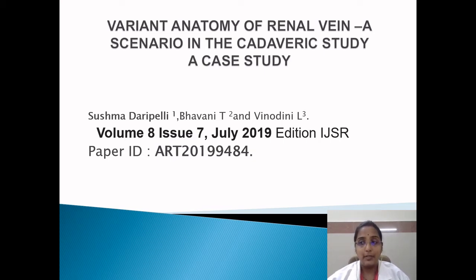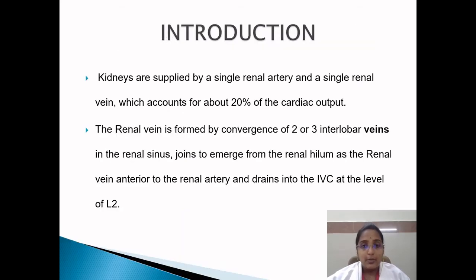I am here before you to present a case study on the variant anatomy of the renal vein, a scenario in the cadaveric study. Coming to the introduction part, kidneys are supplied by the single renal artery and the single renal vein, which accounts for about 20% of the cardiac output.